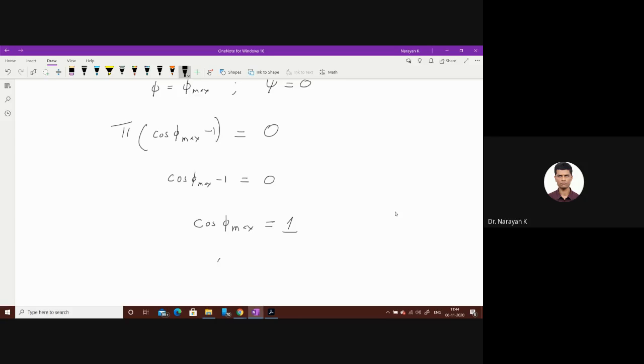Okay. Next, what will be this? Phi max is equal to 0 degrees. Agreed? No 0 or 180 degree here. This 1 has come here. So this is only 0 degree. So this is a unidirectional pattern. Please remember this. This is a unidirectional pattern.